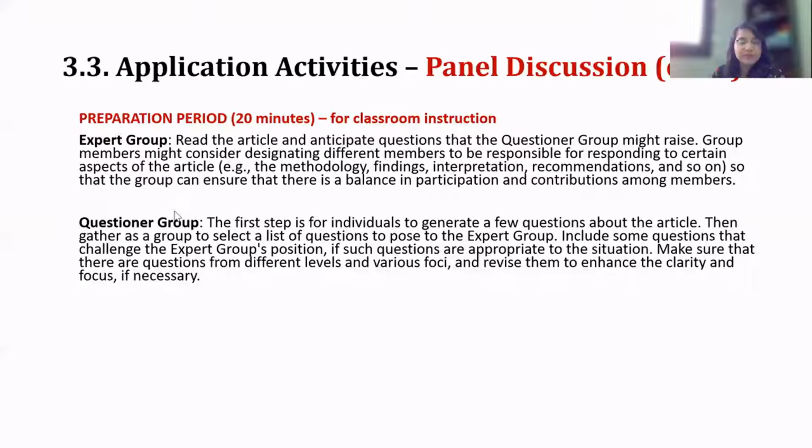For the questioner group, the first step is for individuals to generate a few questions about the article, as the name suggests, questioner. Then gather as a group to select a list of questions to pose to the expert group. Include some questions that challenge the expert group's position, if such questions are appropriate to the situation. But if you think that it's not needed, that's okay. You can eliminate this part.